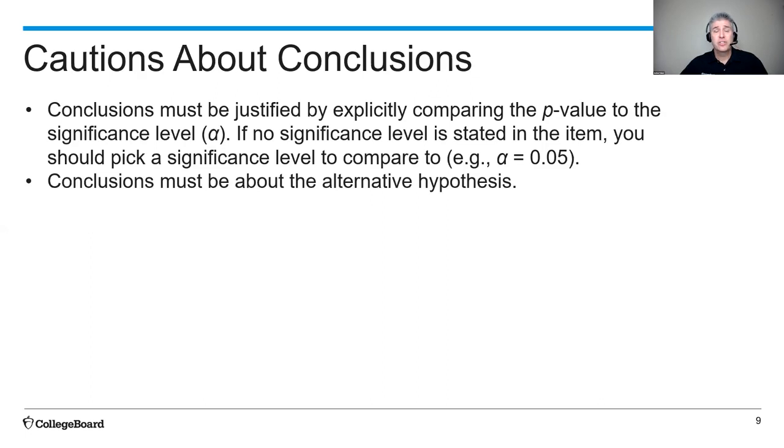The conclusions must be about the alternative hypothesis. So when we say there is convincing evidence or there's not convincing evidence for something, you need to be talking about the alternative hypothesis. In this case, we did not have convincing evidence that more than half of all students at this school would choose the green cup. Conclusions must be in context. That shouldn't be a surprise by this point of the course.